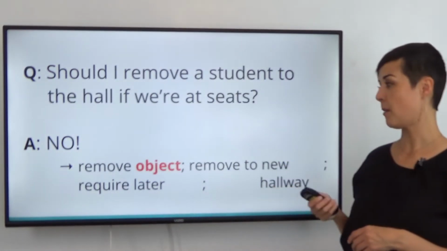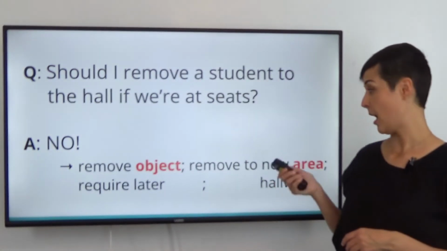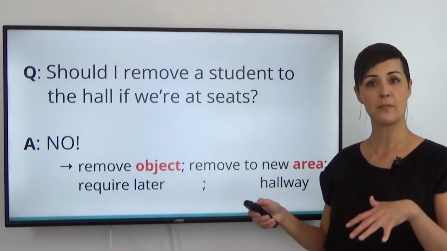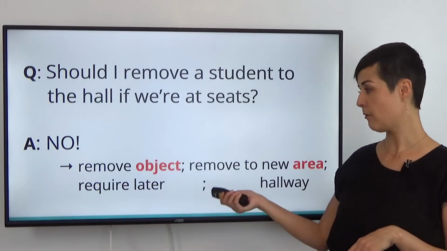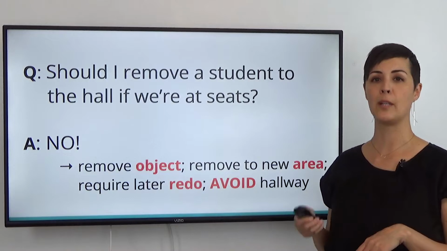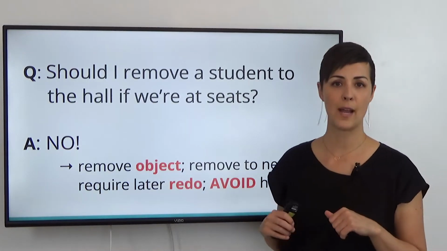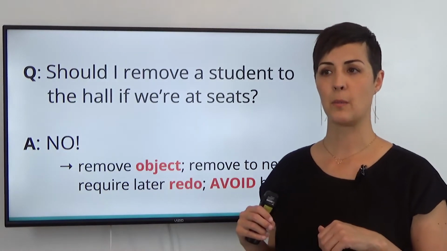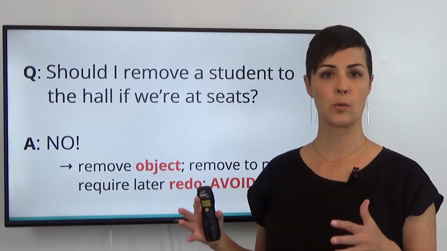I would remove the object of disruption. I might remove the student to a new area of the classroom, like a table or something. I might require a later redo, but I would avoid the hallway at all costs. Why? Because hallways tend to be some of the most reinforcing places in a school building.